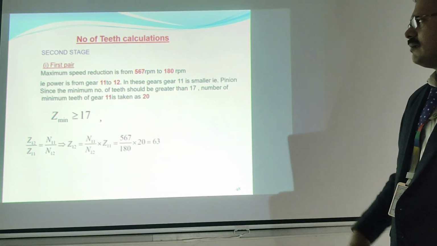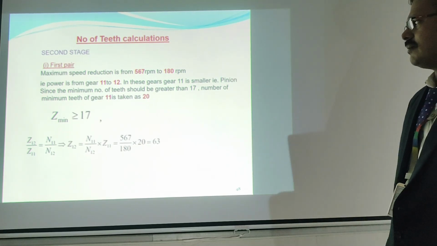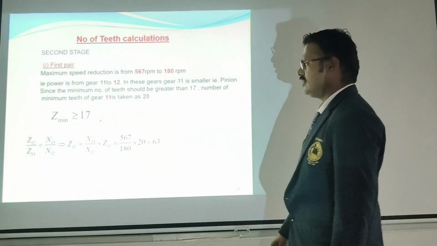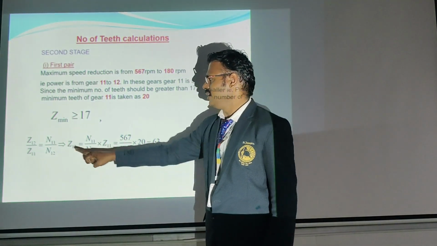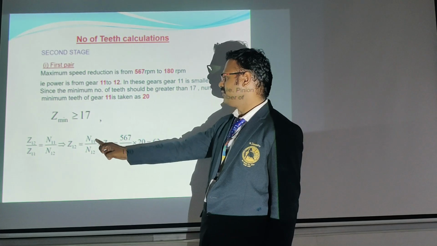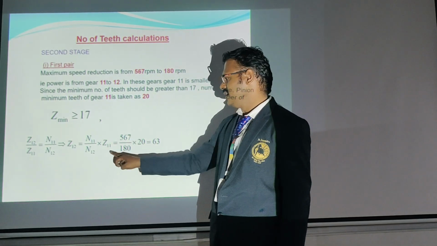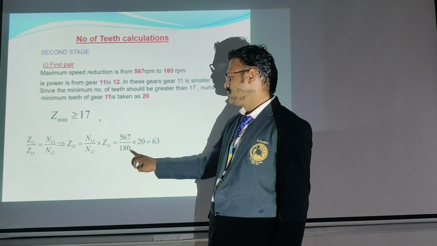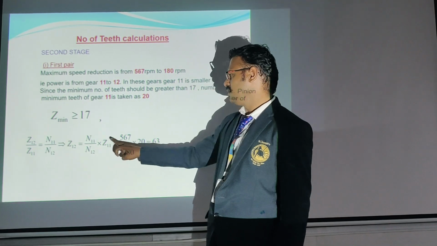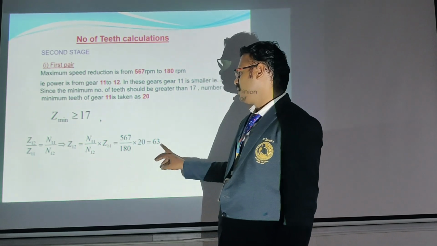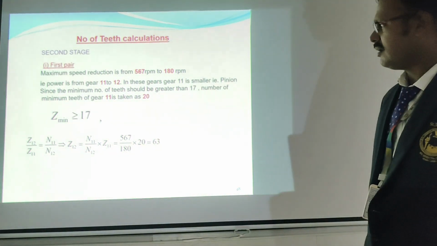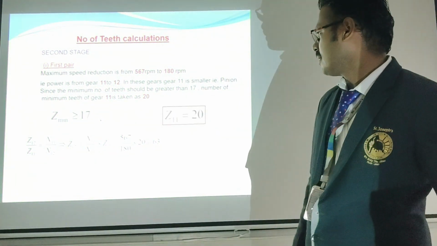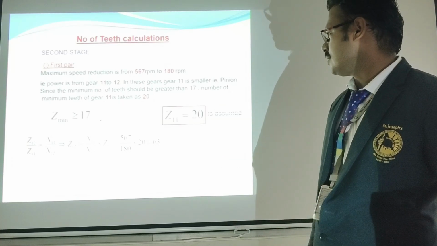So Z12 divided by Z11 equals N11 divided by N12. Here I am substituting: Z12 equals N11 by N12 into Z11. N11 we already know is 567, N12 we know is 180. Z11 is 20, so Z12 will be equal to 63. Z11 we have already assumed is 20.